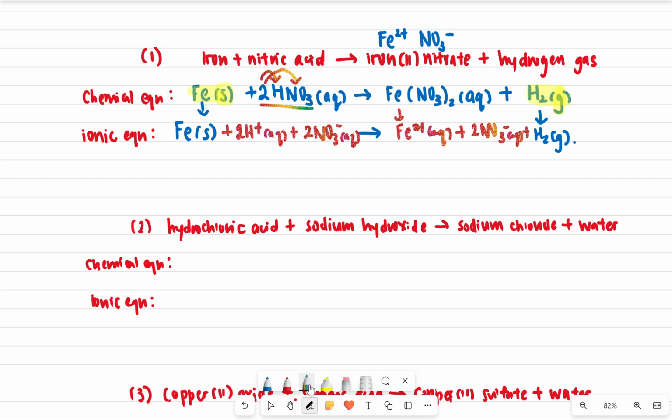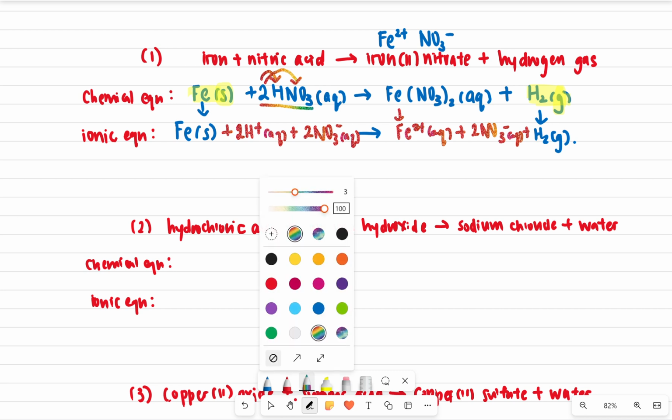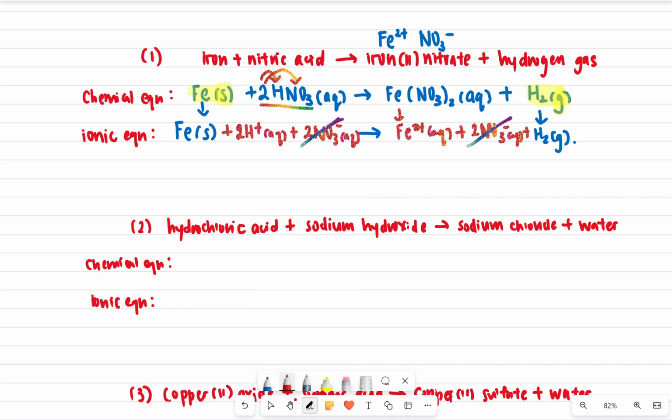By writing it this way, it allows me to identify whether there are similar ions on both sides of my equation. If there are similar ions on both sides of the equation, they are known as spectator ions. So you will realize that nitrate ions are present on both sides. So I can actually cancel them, and my final ionic equation would therefore be Fe in the solid state reacts with 2H+ in the aqueous state, giving me iron 2 ions and hydrogen gas. So this is my ionic equation.